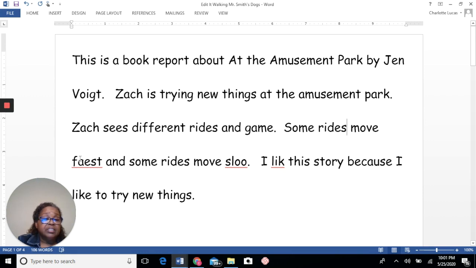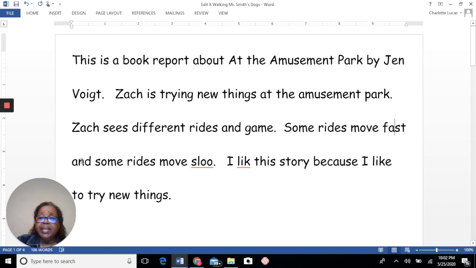So this A and E is a vowel team, and that will say "faced." Ooh, that A and E together will make the A sound, so it'd be "faced." That is not, we know that they move fast. So let's take that E away, and the word moved over because of the spacing, but "fast." That's correct. It did not need an E there.